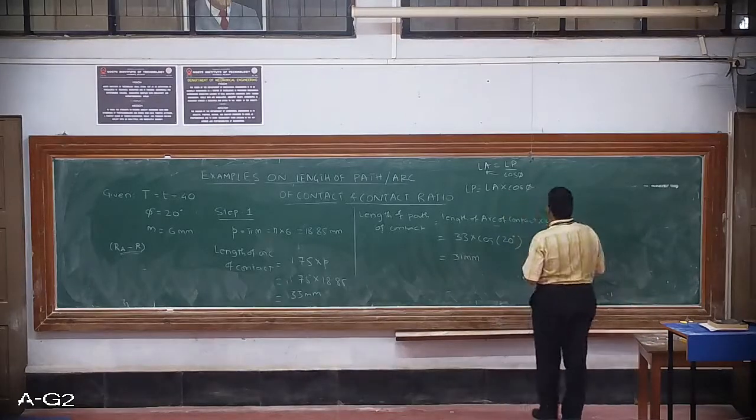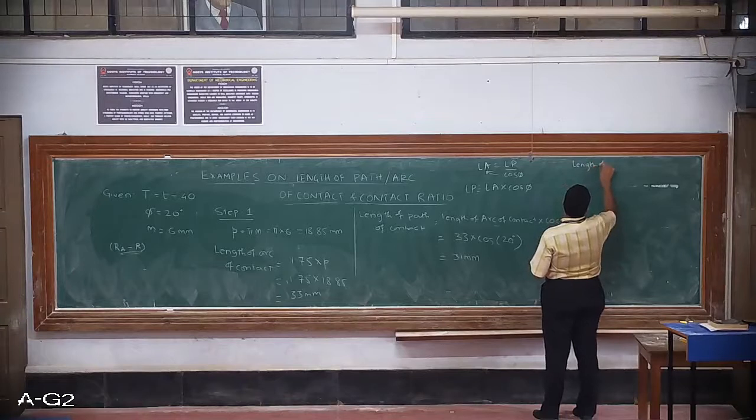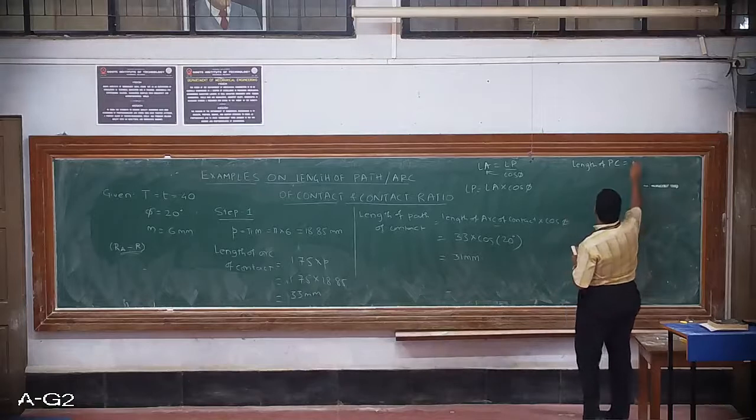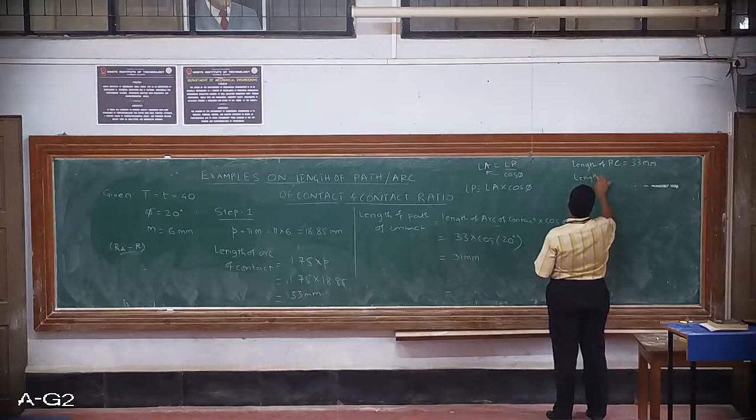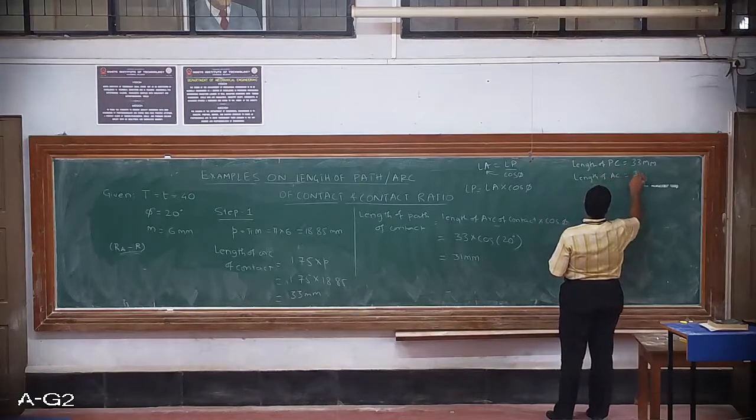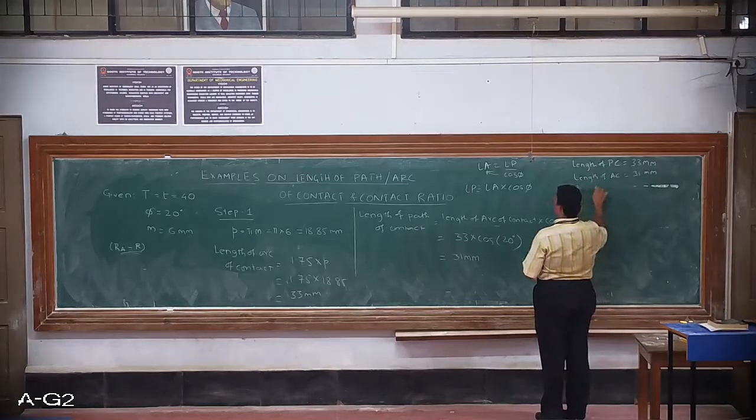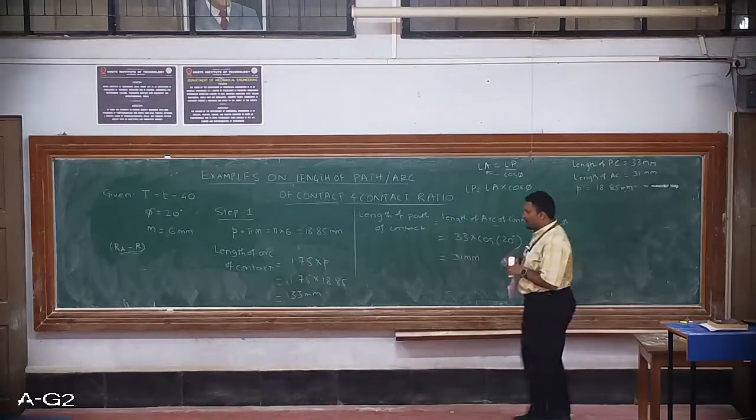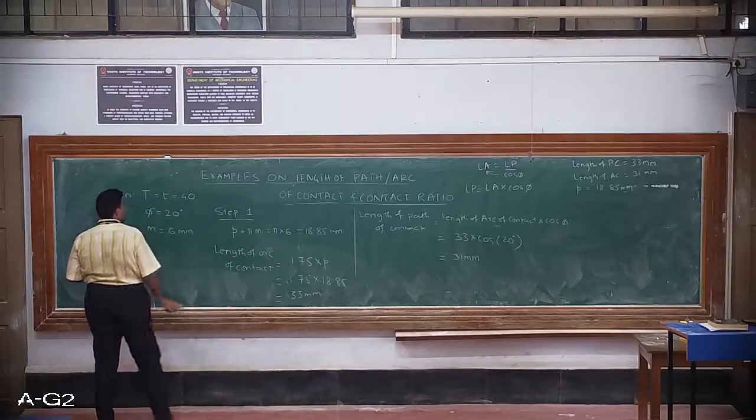So I shall write here now as I need these values. Length of path of contact is 31 mm, length of arc of contact is 33 mm. Also the circular pitch we have got as 18.85 mm. Now I shall just erase this because I need to find RA minus R.